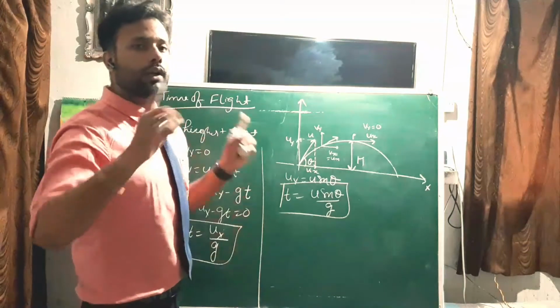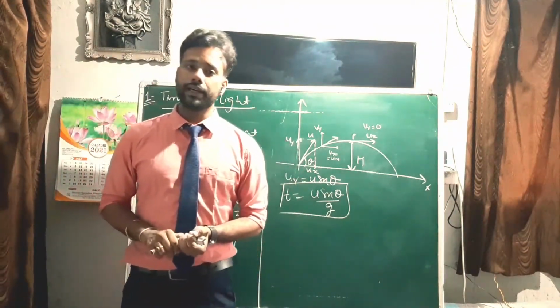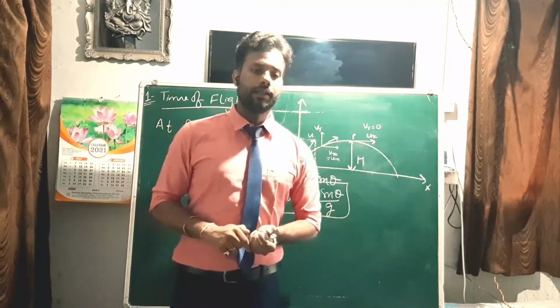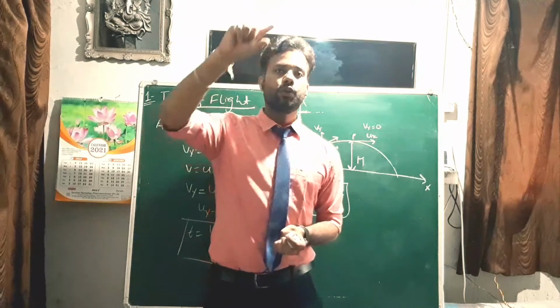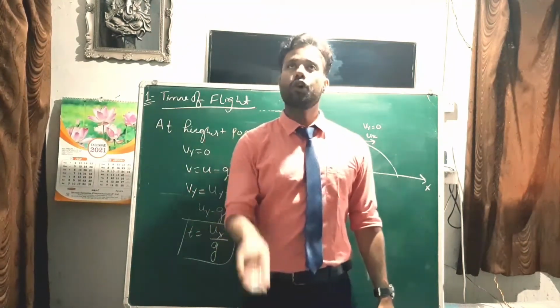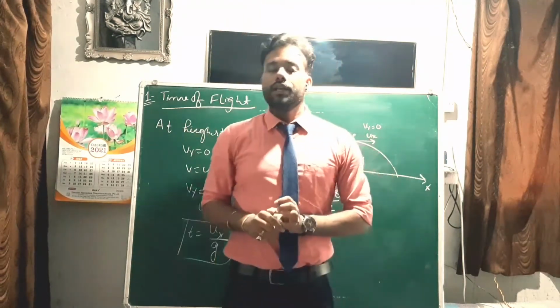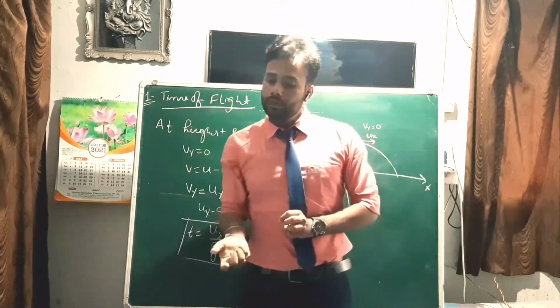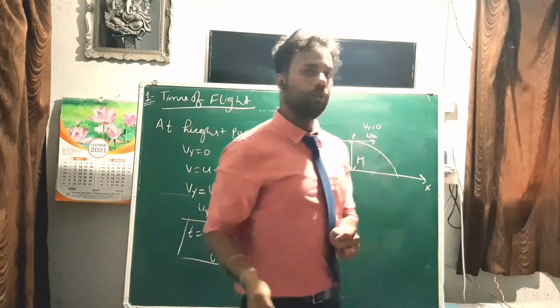Now what will be the total time of flight? When the air resistance is neglected, the time taken by the body to reach a height will be equal to the time taken by the body to fall from that height. Suppose I throw this chalk and it reaches the highest point in 1 second. So this chalk will return to my hand after 1 second. So the total time of flight will be 2, right?